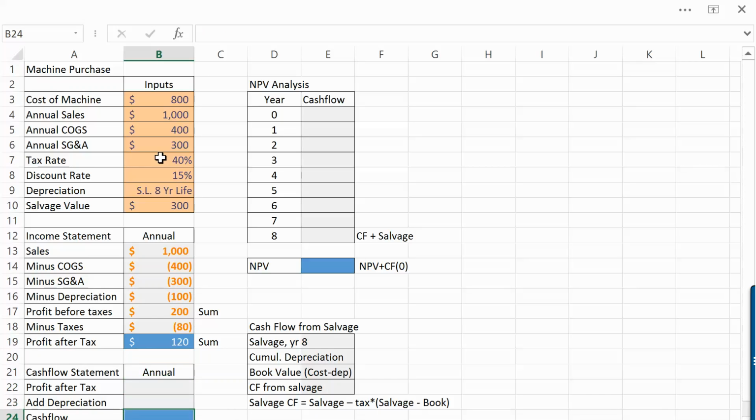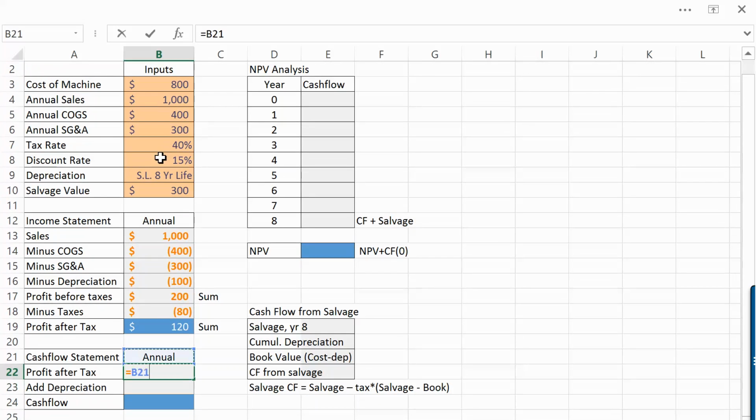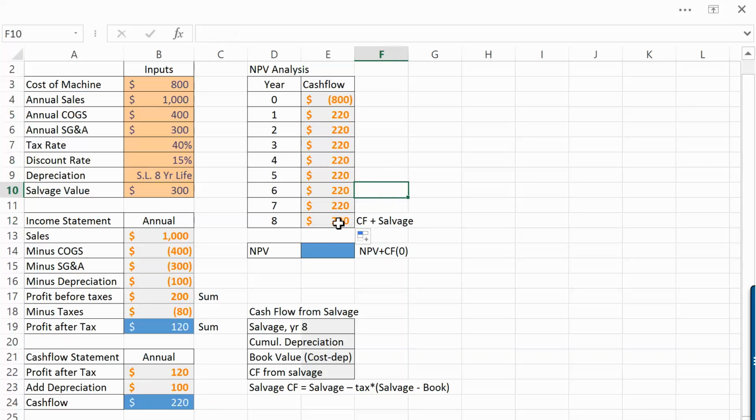But again, that is not my cash flow. I'm going to start with 120, add back my depreciation, because that is not a real expense. I only needed to calculate taxes. So my actual cash flow at the end of the first period is 120. Oh, it's just 220. Now today I'm going to spend 800. I'm going to get 220 a year for the next 8 years. And if there was no salvage value, this would be my NPV.